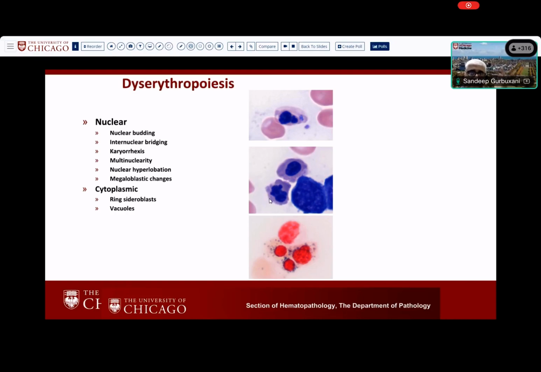Multinuclearity, again, you can see very large lobes present in the single red cell precursor. Nuclear hyperlobation, again, less commonly seen, but can be part of dyserythropoiesis. You can also see this nuclear hyperlobation in certain types of congenital dyserythropoietic anemias. Megaloblastic changes, again, not necessarily illustrated on this slide, but we will see some examples later on.